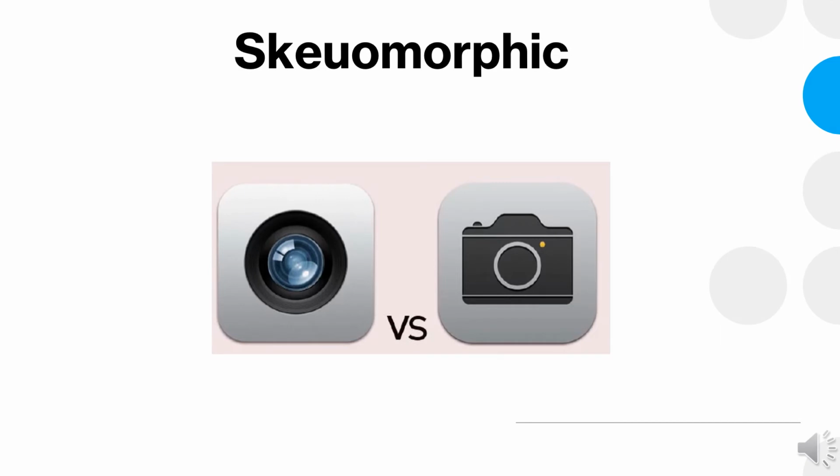So we gave an example of a skeuomorphic design using a camera. As you can see, the camera on your right hand side is a visual representation of what an actual camera looks like in real life, and that is what skeuomorphic designs try to achieve by all means.